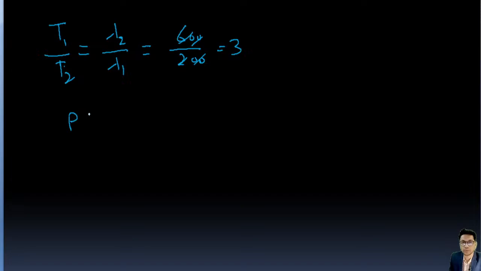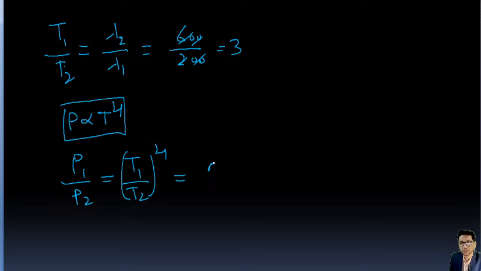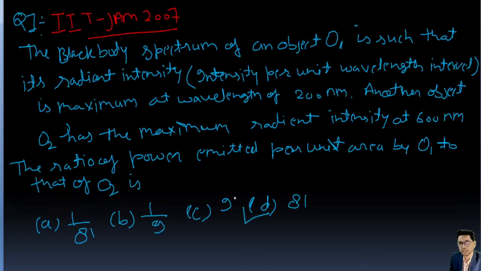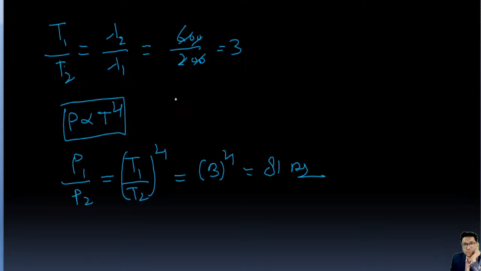Power is proportional to T to the power 4. Power per unit area, or intensity, is proportional to T to the power 4, so the ratio is 3 to the power 4, and that is going to be 81. So this is the answer, guys, option D. That's all.